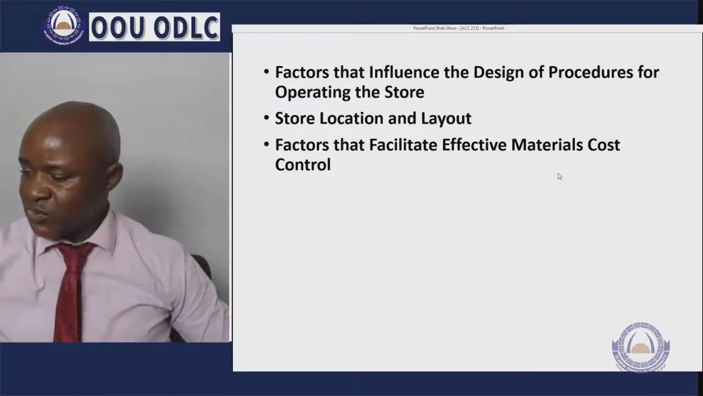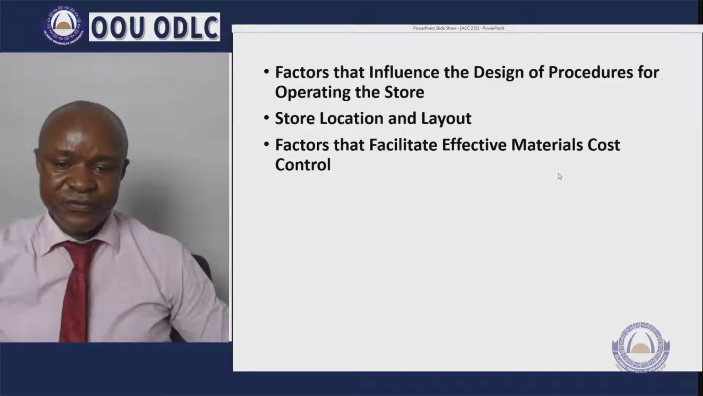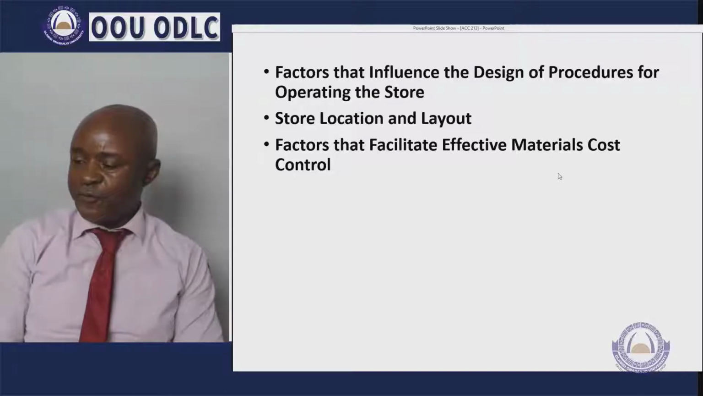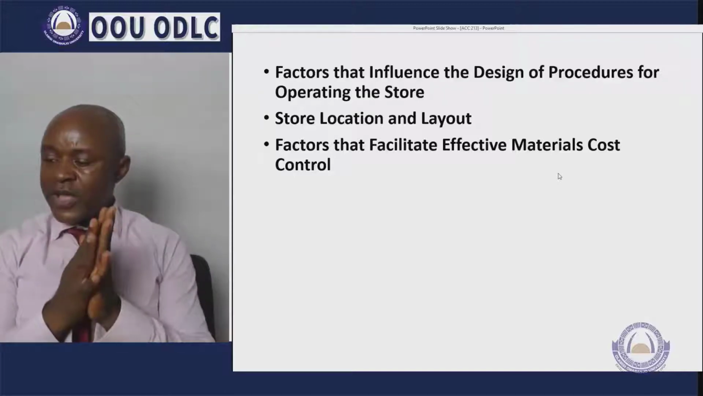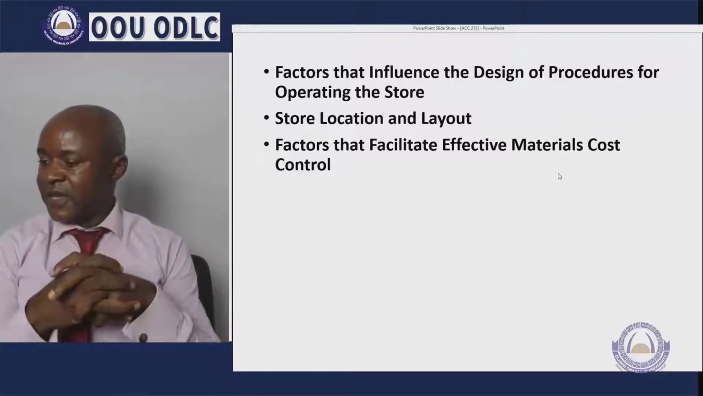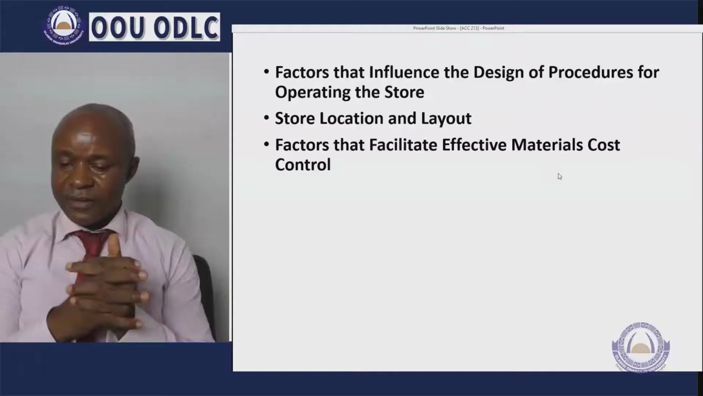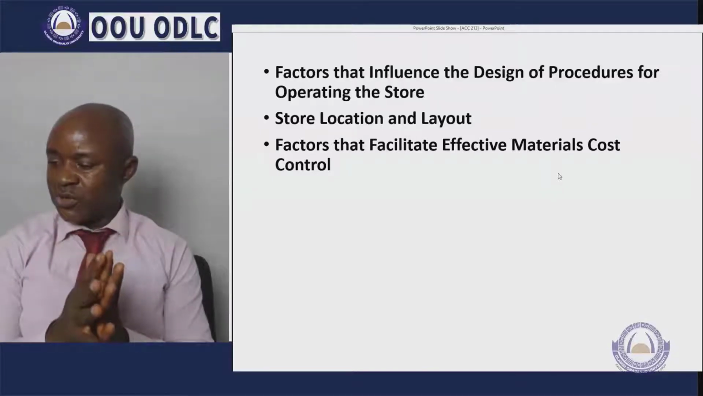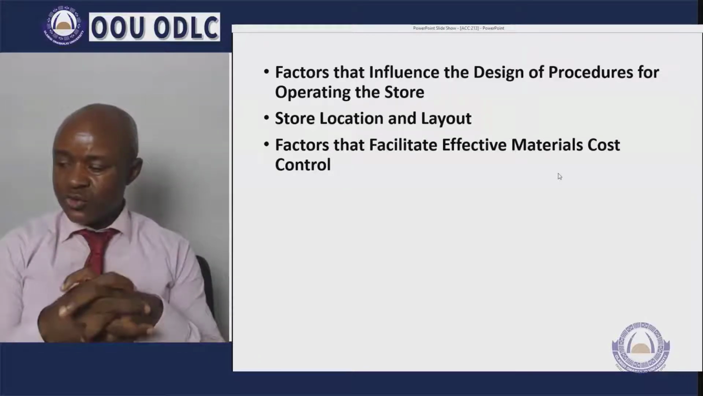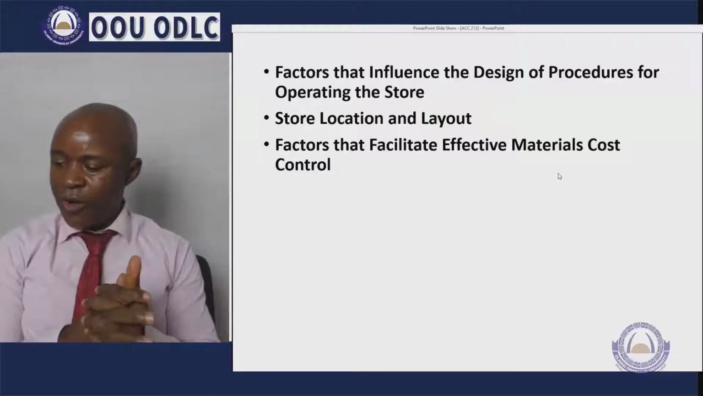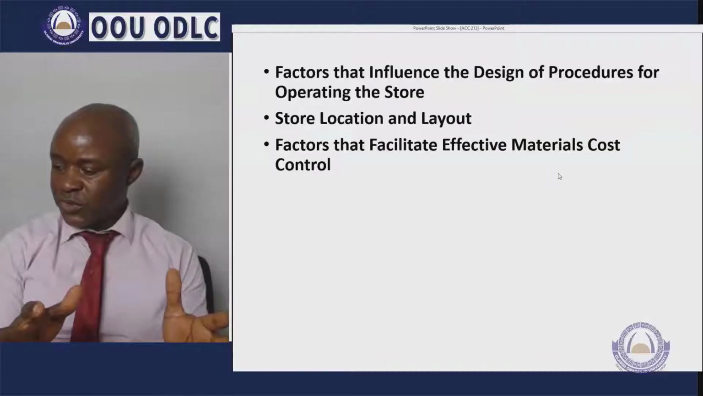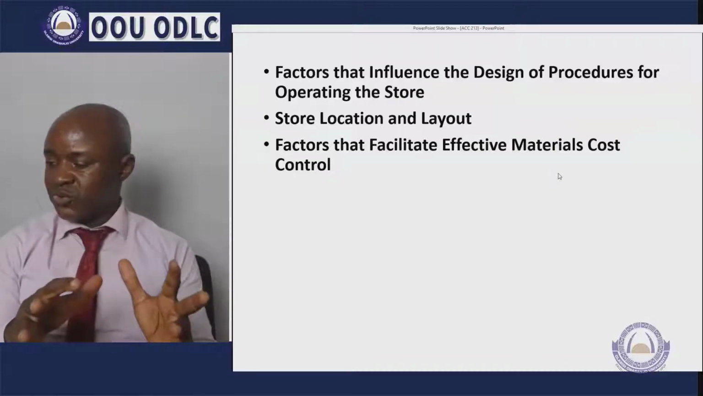So with that, I want us to also look at another factor, which is factors that facilitate effective material cost. This includes: one, provision of safe receipt and issue of materials. Two, ensure easy location of materials. Three, facilitate easy identification through proper classification and coding. Four, keep adequate records of quantities held, and this can be achieved through the bin card, the tally card, and the store ledger cards.